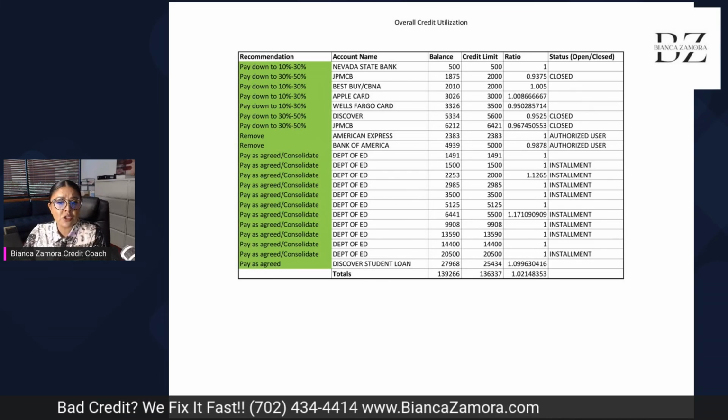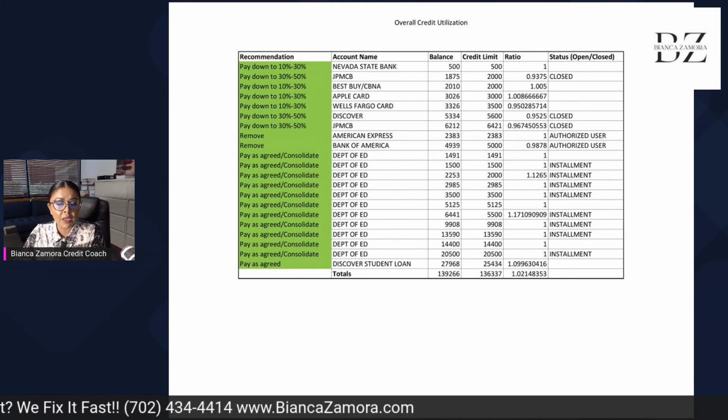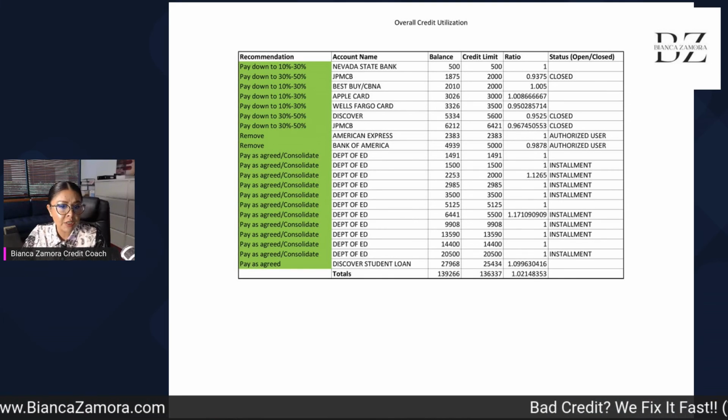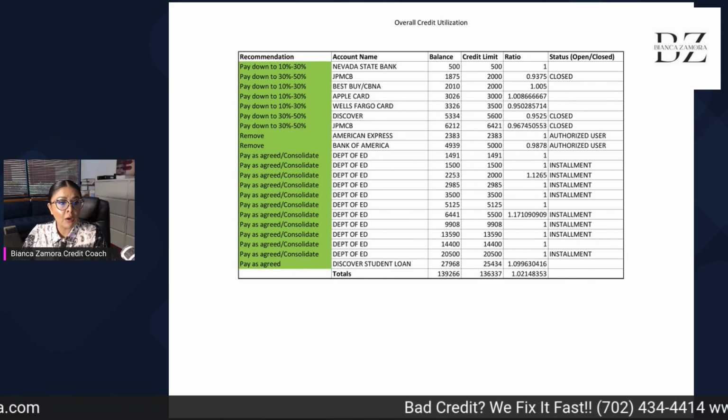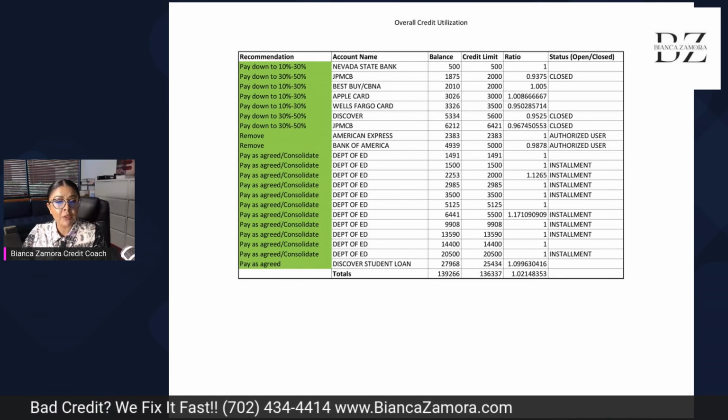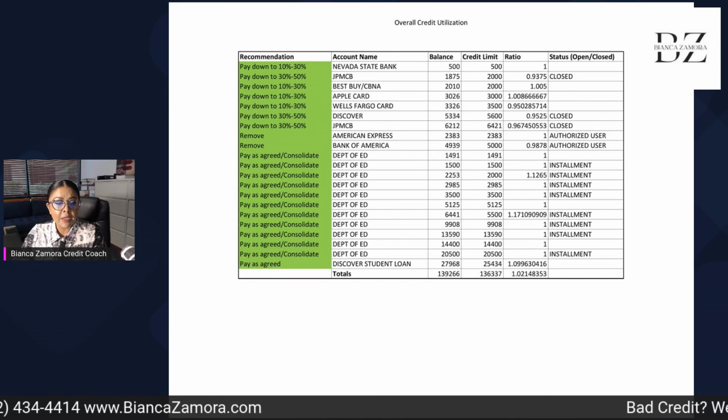This is essentially what we do for all of our clients. If you're part of our credit repair service, we're going to do this for you. But if you're not, this is something that you can do on your own, just to help yourself get in line with usage and utilization and all of that.